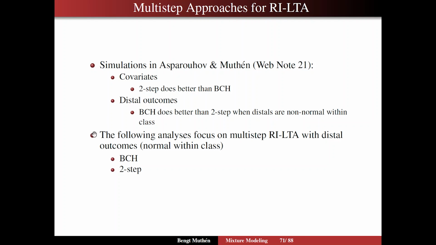Now we're going to focus on multi-step RI-LTA with distal outcomes, so only distal outcomes, no X for simplicity. And they are normal within class, as per how we generated the data. And we're going to look at BCH and two-step.